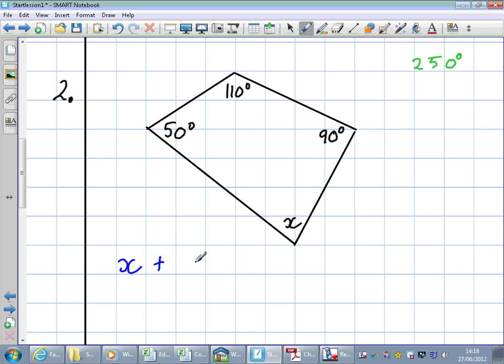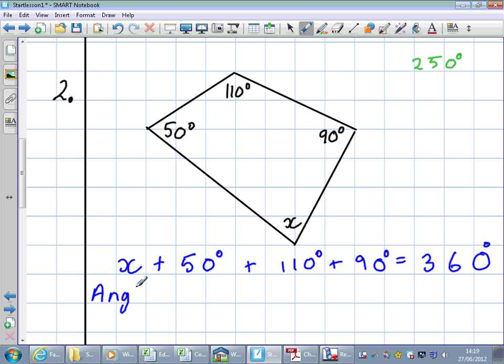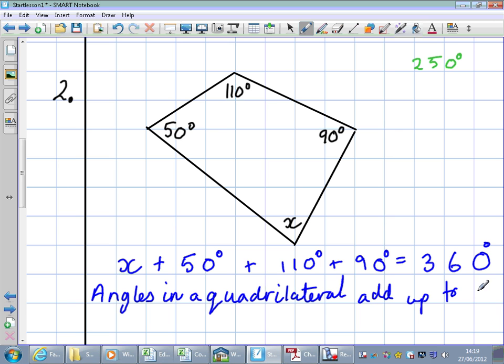So we add up all the angles. And now the important thing, what must they add up to? In a triangle, they all add up to 180. In a four-sided shape, they must all add up to 360 degrees. And then could you write the statement backing up that claim? Angles in a quadrilateral add up to 360 degrees.